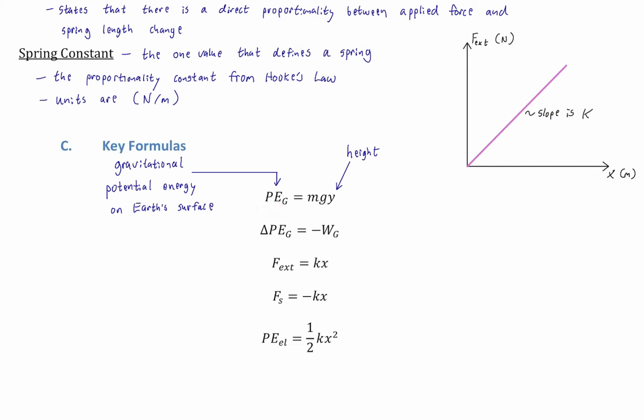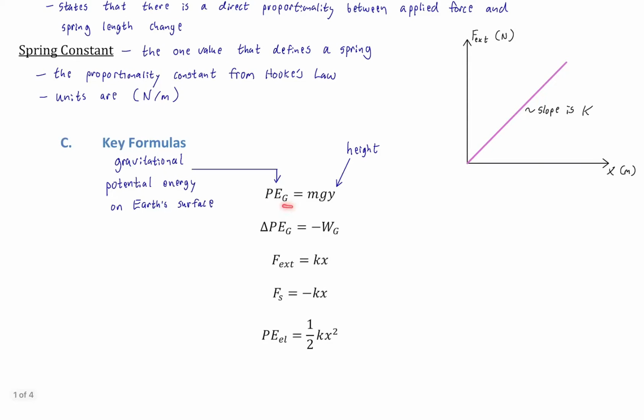And notice I am using PE here. That's because we generally use P for power. So I think it's important to call potential energy PE. Okay? And the G just denotes gravity. That wasn't obvious.